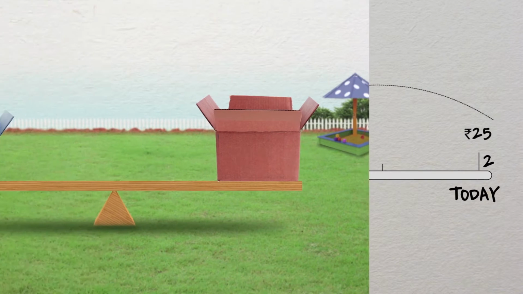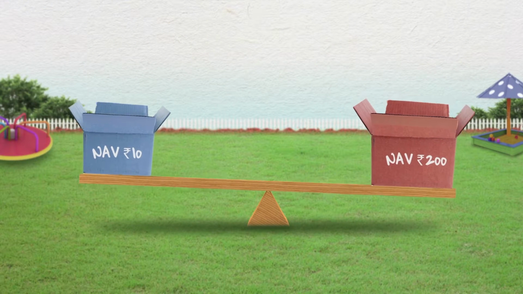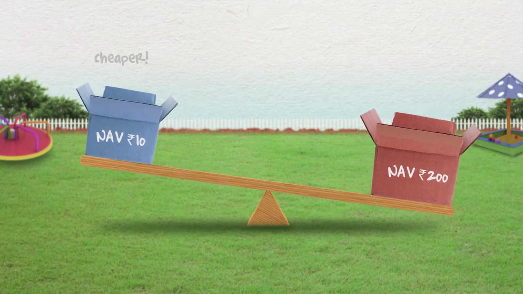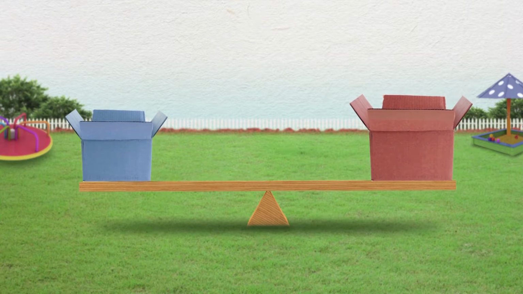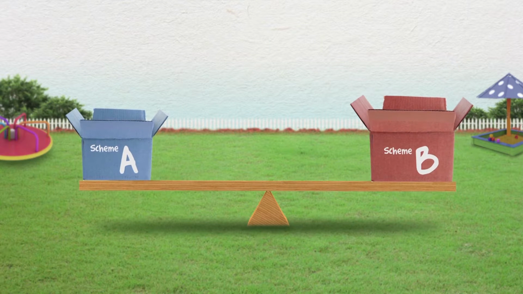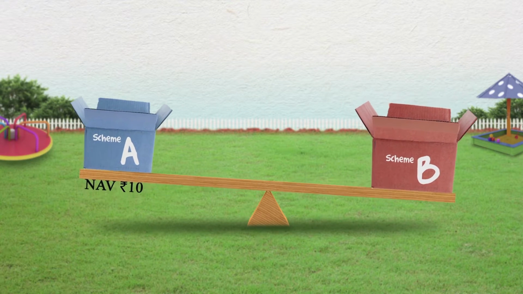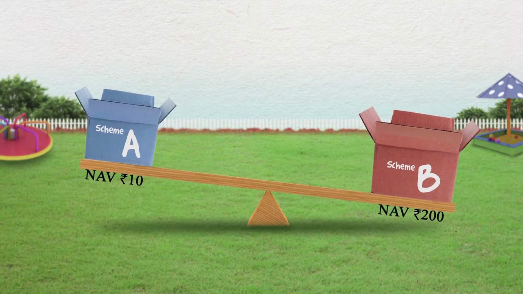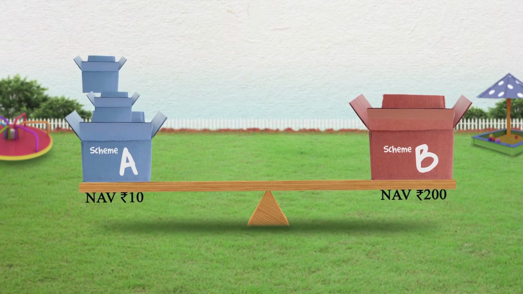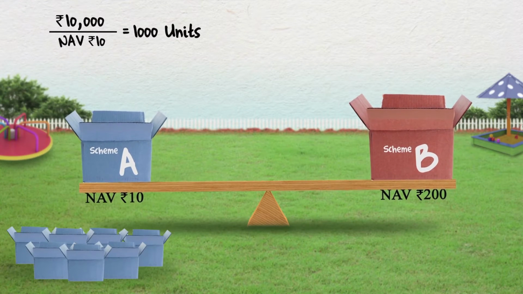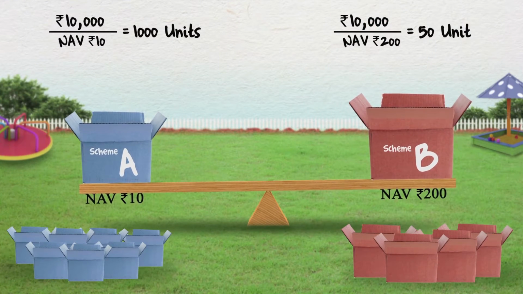Many of us think that a fund with an NAV of rupees 10 is cheaper than another fund with an NAV of rupees 200. Not really. Say you know of 2 schemes, A and B, with the NAV of rupees 10 and rupees 200 respectively. You invest rupees 10,000 in each scheme at the beginning of the year, giving you 1,000 units of scheme A and 50 units of scheme B.